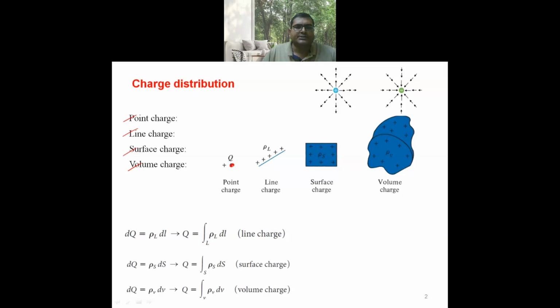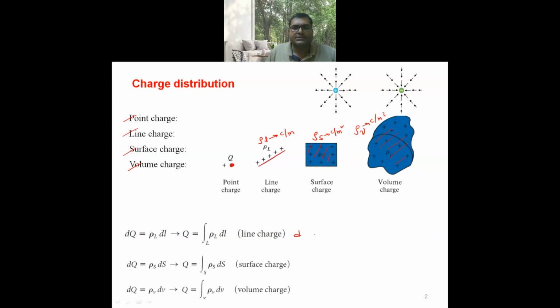Point charge: the total charge is situated at a single point. Line charge: uniformly distributed over a line with line charge density rho L. Surface charge: uniformly distributed over a surface with surface charge density rho S. Volume charge: uniformly distributed over a volume with volume charge density rho V. The units are Coulomb per meter, Coulomb per meter square, and Coulomb per meter cube.